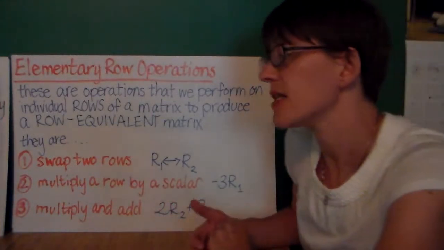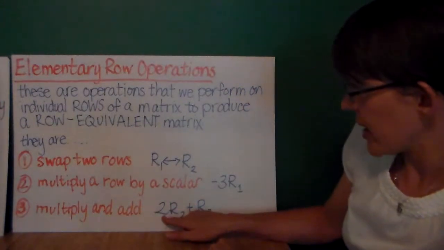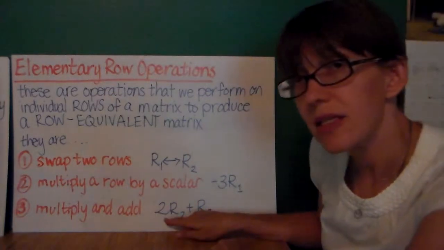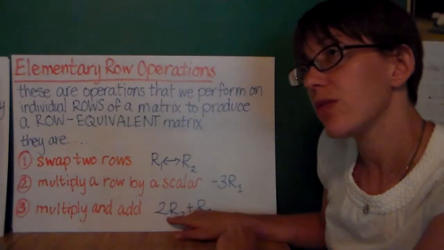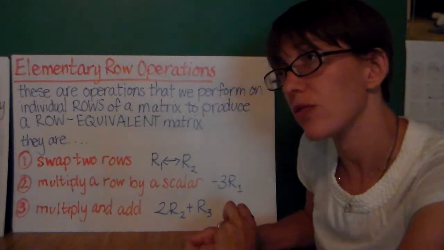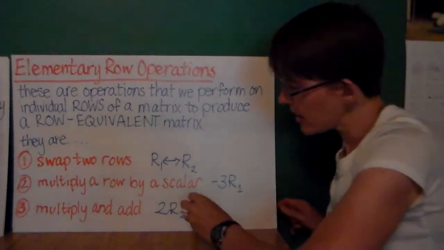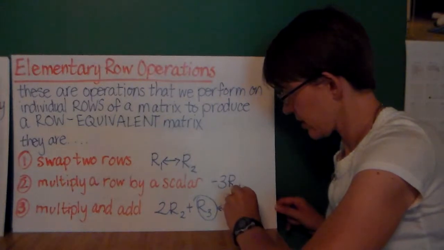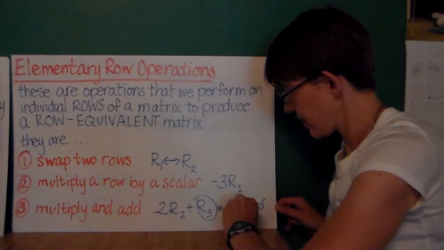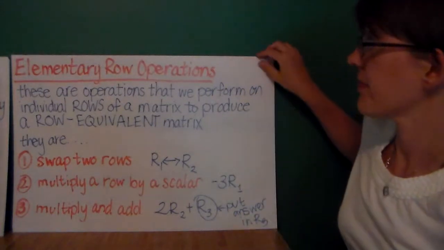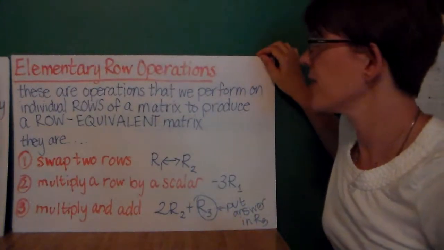And the most complicated one is the multiply and add. So right here, I have 2R2 plus R3. This means multiply everything in row 2 by 2. Add those numbers to the corresponding entries in row 3 and write your answer in row 3. So I'm going to write here, put answer in R3. So those are our 3 elementary row operations. We're going to use them a lot.